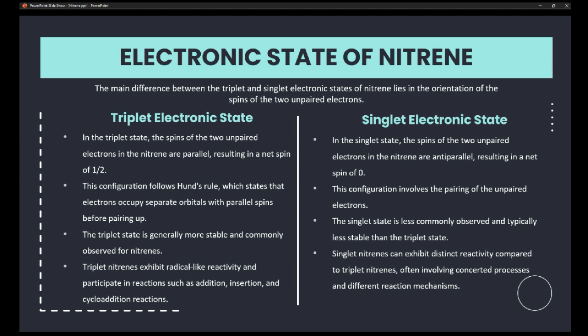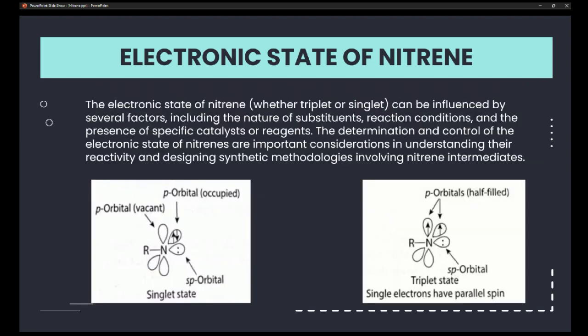Triplet nitrenes exhibit radical-like reactivity and participate in reactions such as addition, insertion, and cycloaddition reactions. The second, singlet electronic state. In the singlet state, the spins of two unpaired electrons in nitrene are antiparallel, resulting in a net spin of 0. This configuration involves the pairing of unpaired electrons. The singlet state is less commonly observed and typically less stable than the triplet state. Singlet nitrene can exhibit distinct reactivity compared to triplet nitrene, often involving concerted processes and different reaction mechanisms.